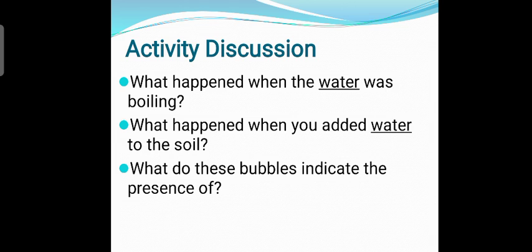Now there are some questions based on these two activities. What happened when the water was boiling? What happened when you added water to the soil? What do these bubbles indicate the presence of?